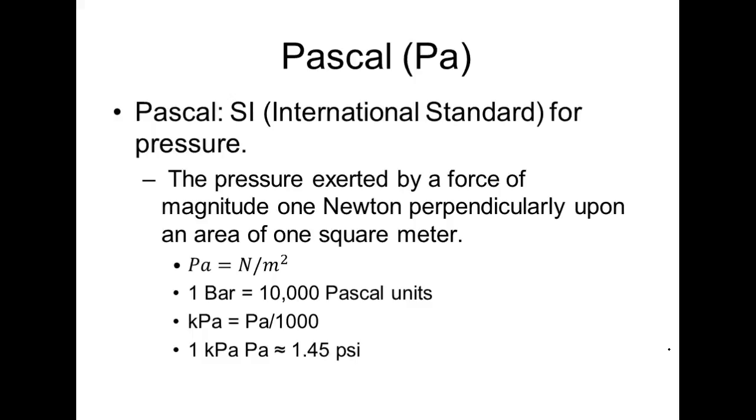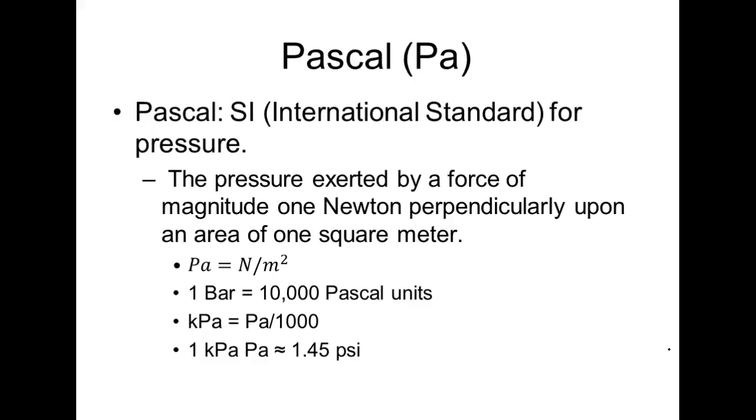Pascal, this is an ISO standard of pressure, so a lot of things are going here. So when you get into Mercedes, odds are all their pressure gauges are going to be in pascals or bars. Bars are just another way of generating pascals. So 1,000 kilopascals is equal to 1.45 psi.